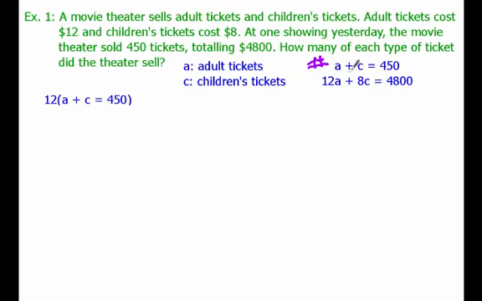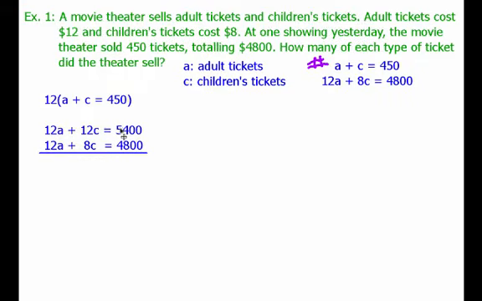So what I'm going to do is multiply this entire top equation by 12 so that my coefficient of A will be the same in both equations. If I multiply by 12, I get 12A plus 12C equals 5,400. I just distributed out my 12. Now I can use elimination to solve these.